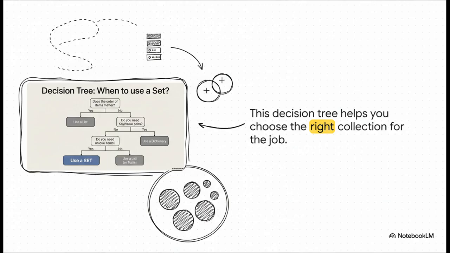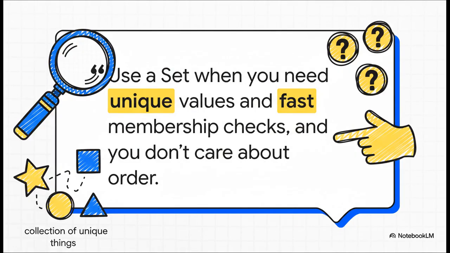Do I need key value pairs? If yes, you need a dictionary. And if the answer to both is no, and all you care about is uniqueness and checking for existence, well, that is the perfect job for a set. So let's lock this in. It really all comes down to this one sentence. Use a set when you need unique values and fast membership checks, and you just don't care about order.